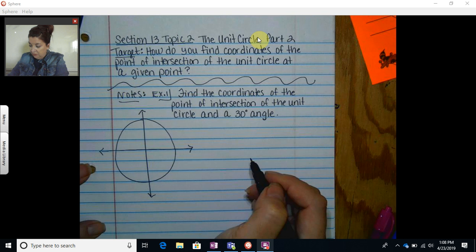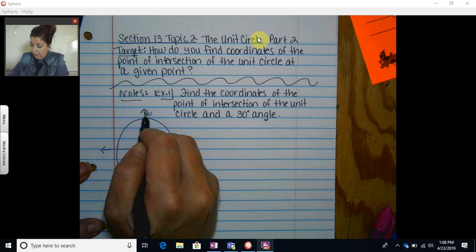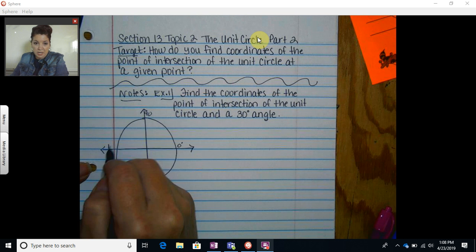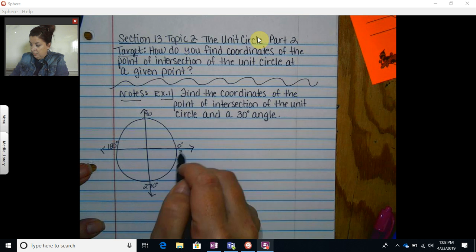90. And if we start over here at 0 degrees, then we have 90 degrees. Semicircle would be 180 degrees. What about 3/4 of the way around? 270 degrees. And then all the way around? 360.